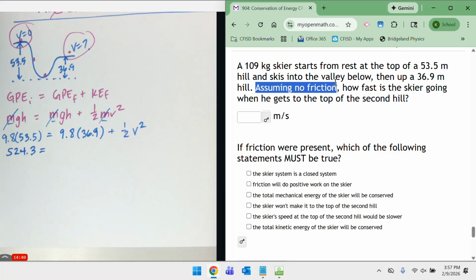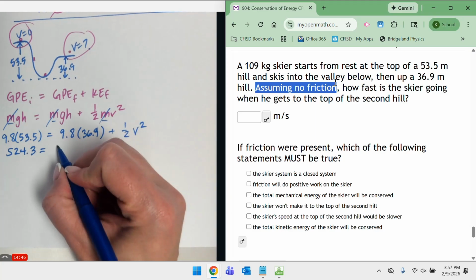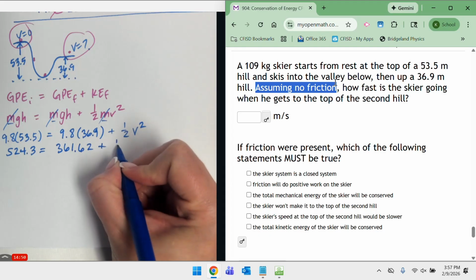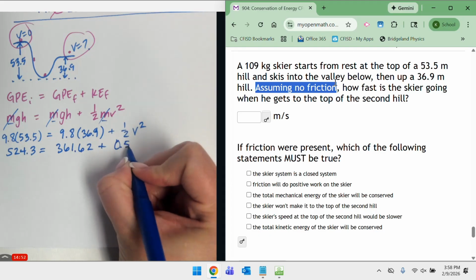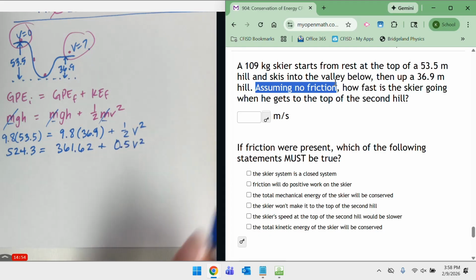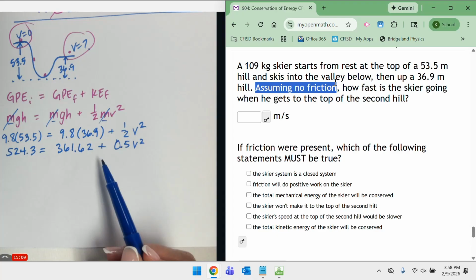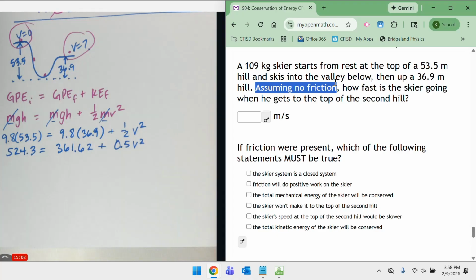And then set that equal to 9.8 times 36.9, which is 361.62, plus 1/2 is 0.5. If you'd rather write it that way, it doesn't really matter, V squared. Please don't add these. These are not like terms. This one has a V squared, this one doesn't. Instead, subtract 361.62 from both sides.